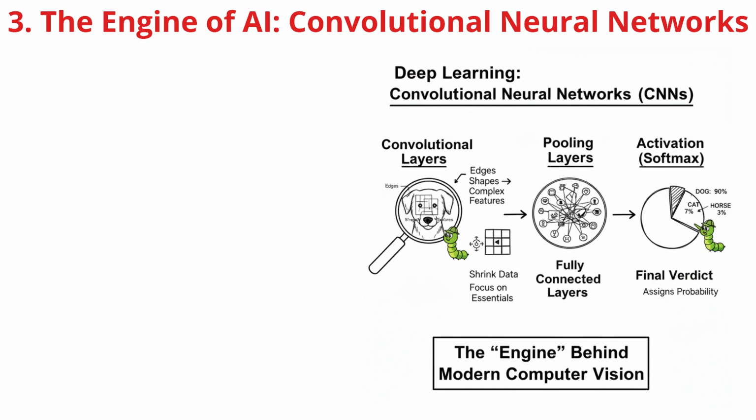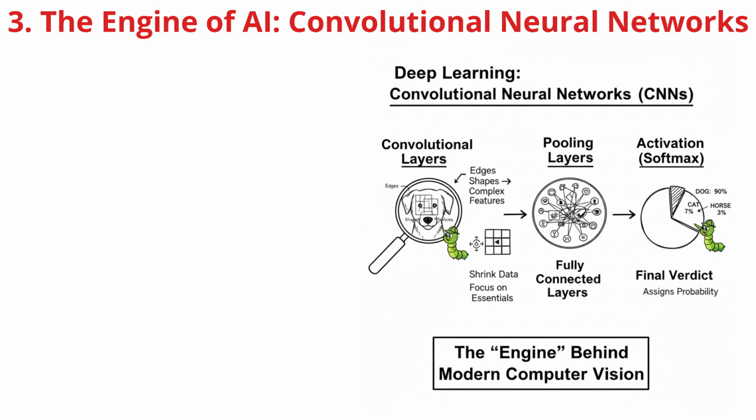Next, pooling layers downsample the data. They shrink the image to focus only on the most important parts, making the processing much faster. Then, the data enters the fully connected layers. This is the brain where all detected features are gathered to identify the object.